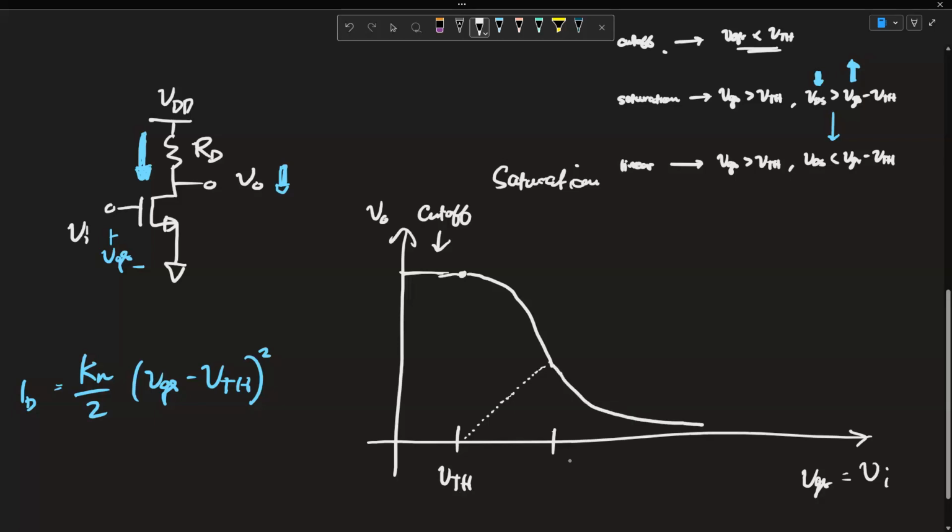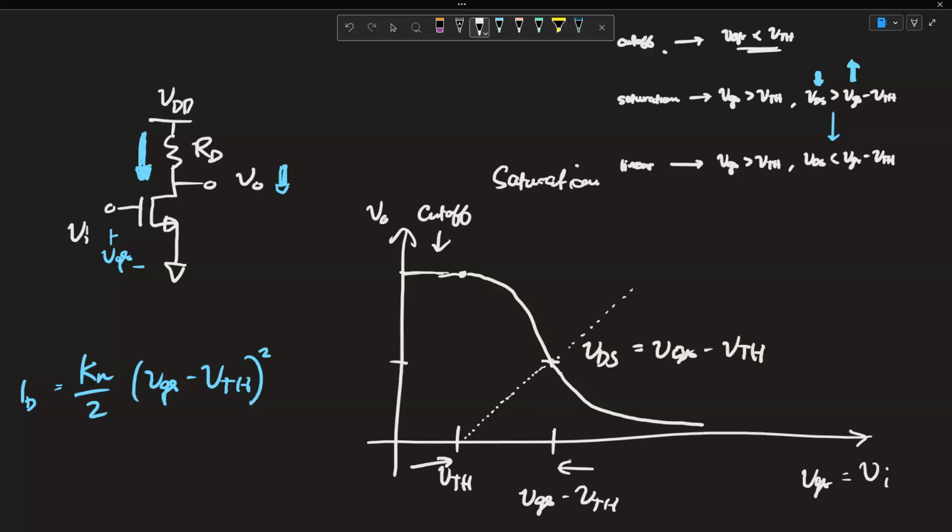And why is that? Kasi this point would be at this point, because this distance, di ba? This distance is VGS minus VTH, of course, because VGS is V in. So that means that here, VDS is equal to VGS minus VTH if we intersect this diagonal. So the edge of saturation will be here, at the diagonal coming from VTH, the one slope diagonal.